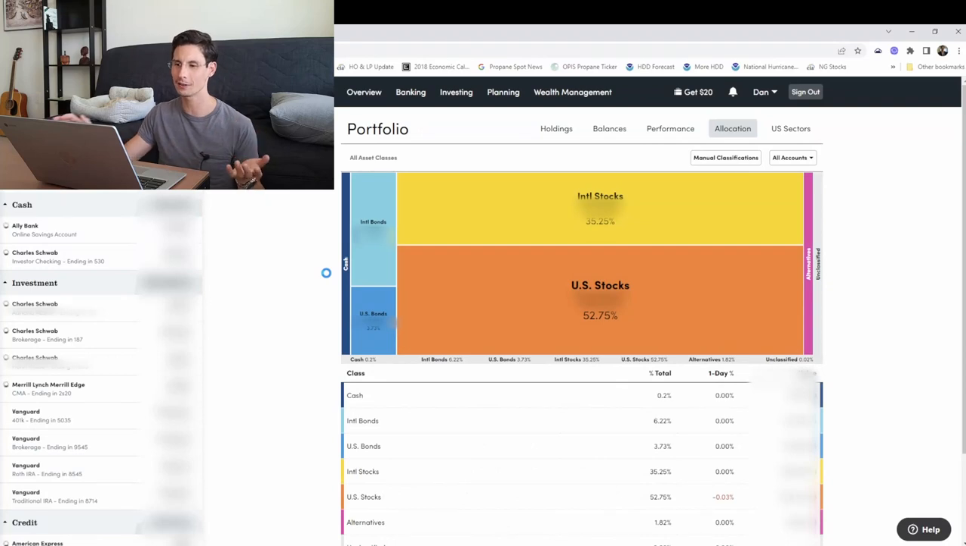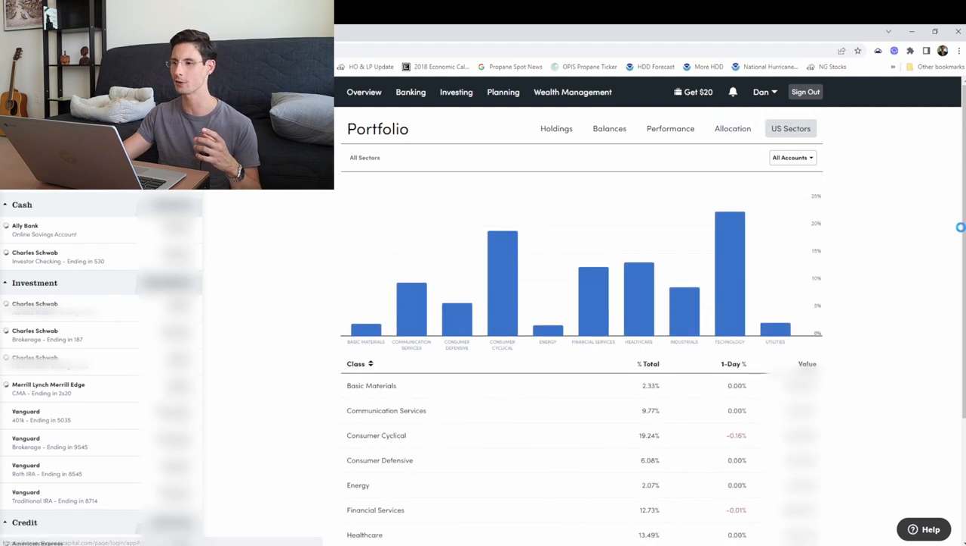And so this does give you a very quick view of your overall asset allocation, which we can see here. So really useful. And then of course it also has a tab for US sectors. So here we can see the US sector breakdown as well, which could be cool if you're interested in sector weights and all that kind of stuff.